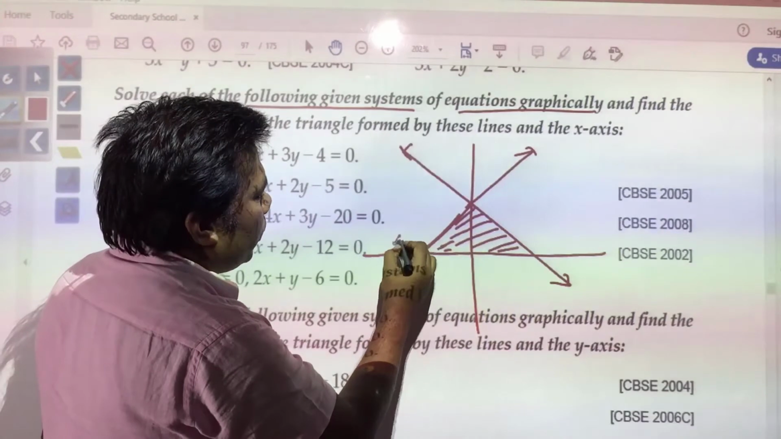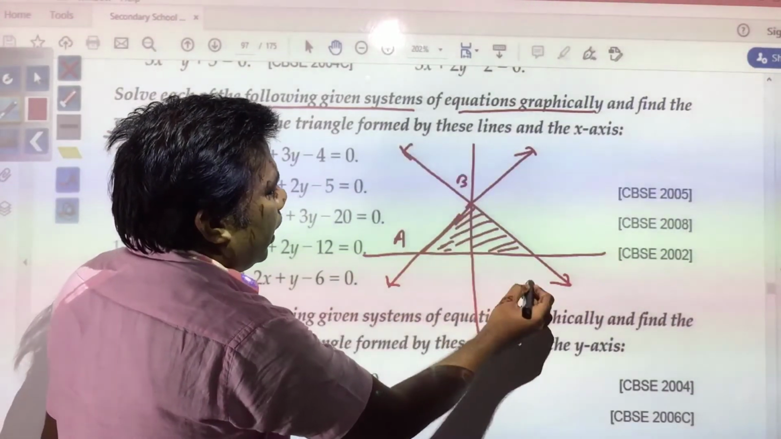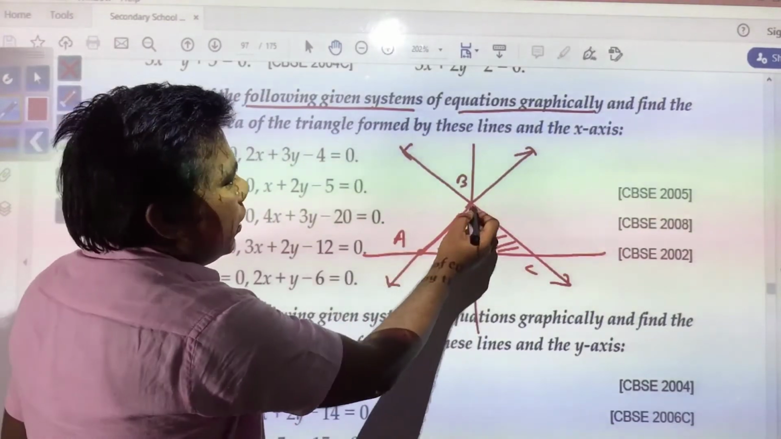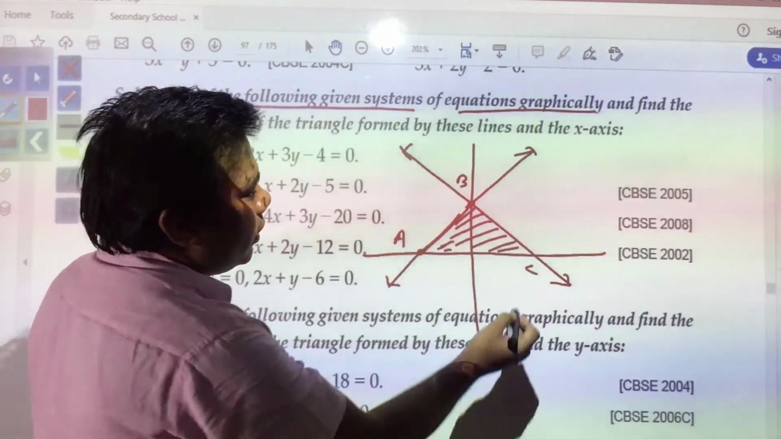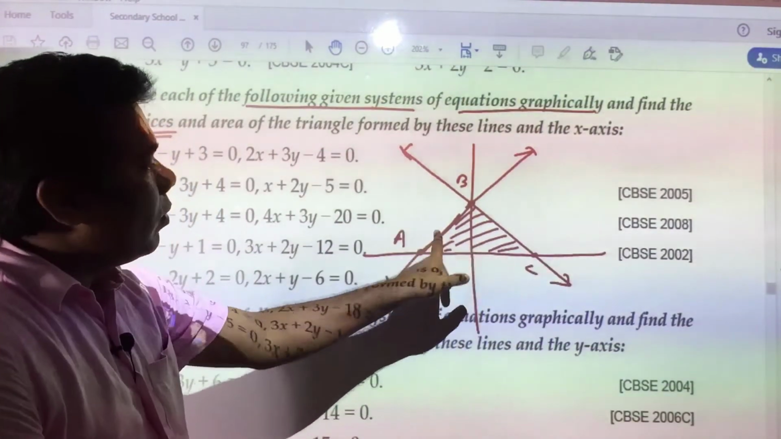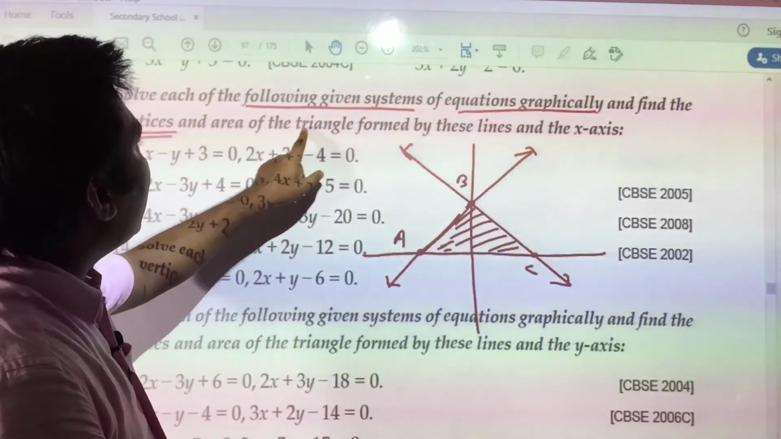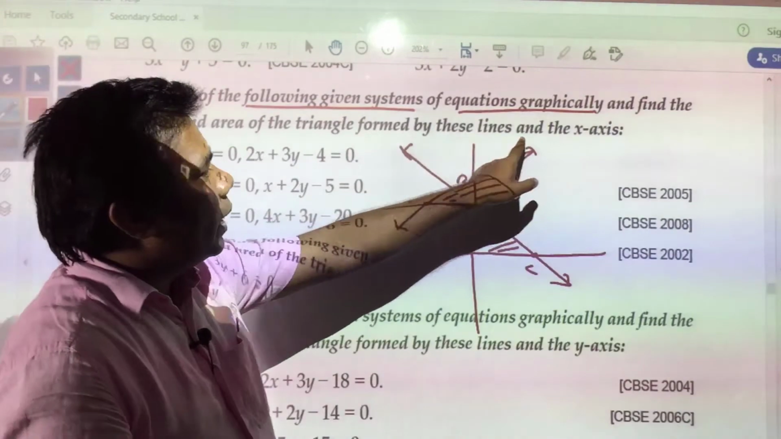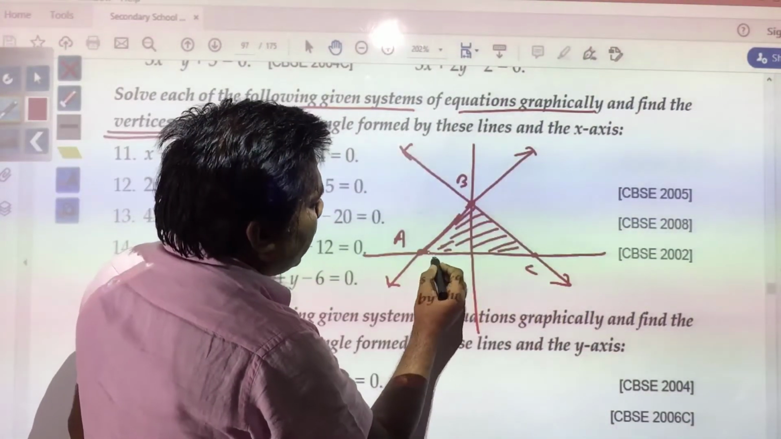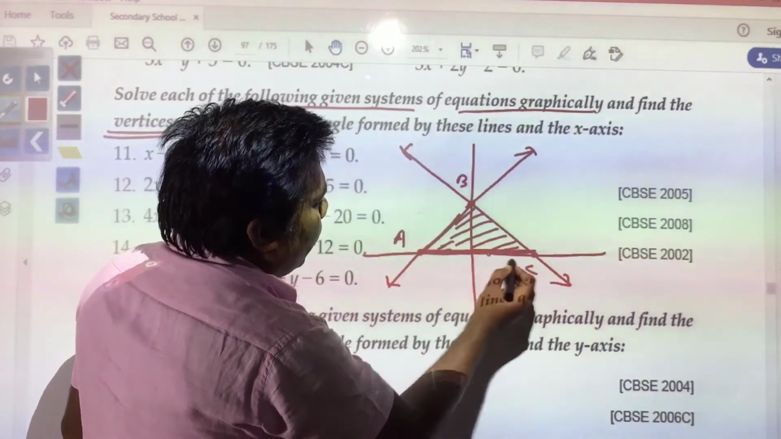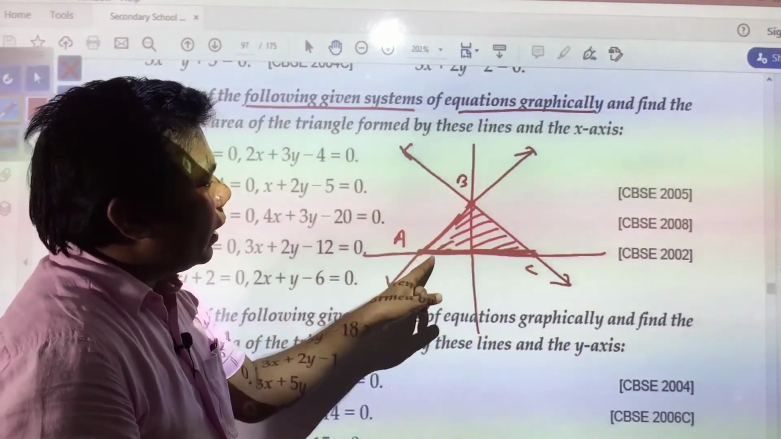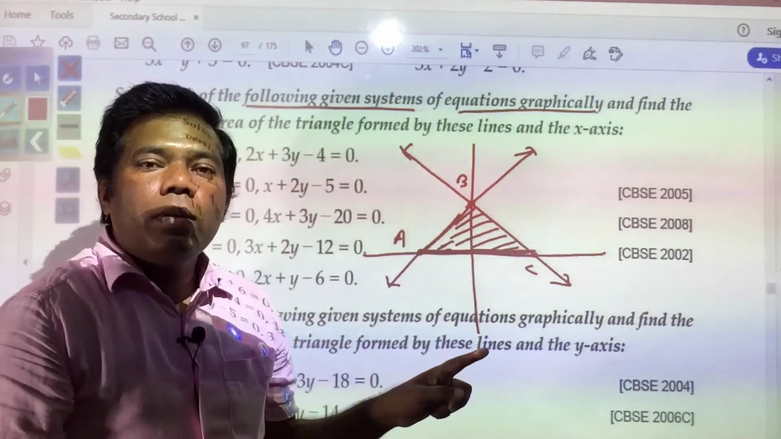Vertices will be, suppose you name them A, B and C. So what coordinates you have at A, what coordinates you have at B and what coordinates you have at C, that you need to find out. So those will be the vertices and area of the triangle formed by these lines and the x axis. Here you see, the base is on the x axis, and the area of this triangle you need to find out.